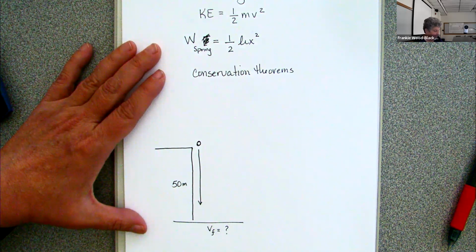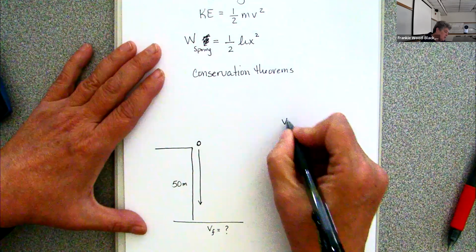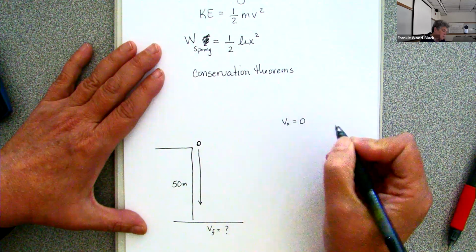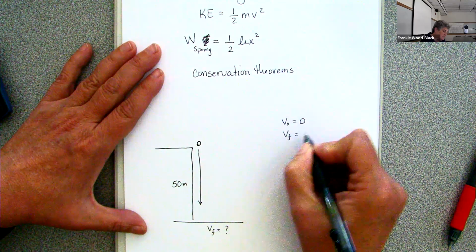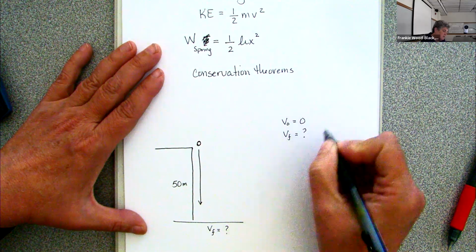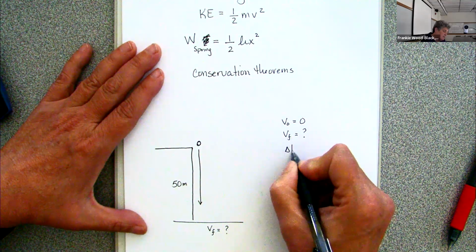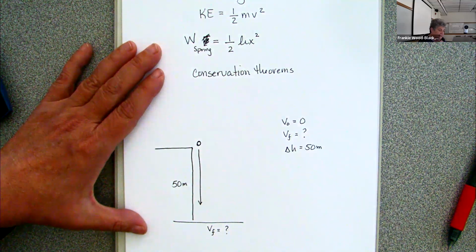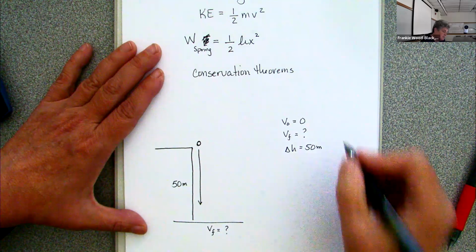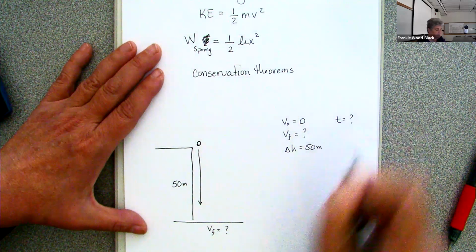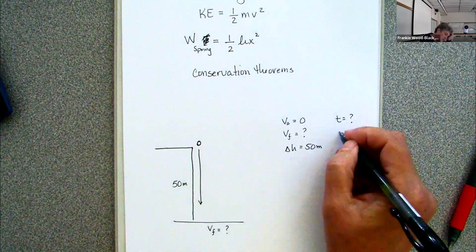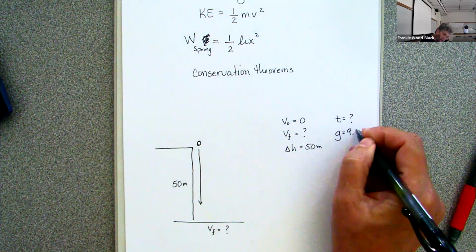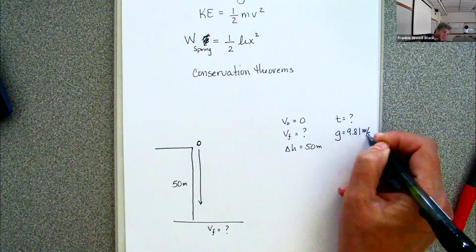All right. Well, we know our initial velocity is equal to 0. We want to know what our final velocity is equal to. We have a change in height of 50 meters, and we don't know time. Okay, but we do know the acceleration due to gravity is 9.81 meters per second squared.